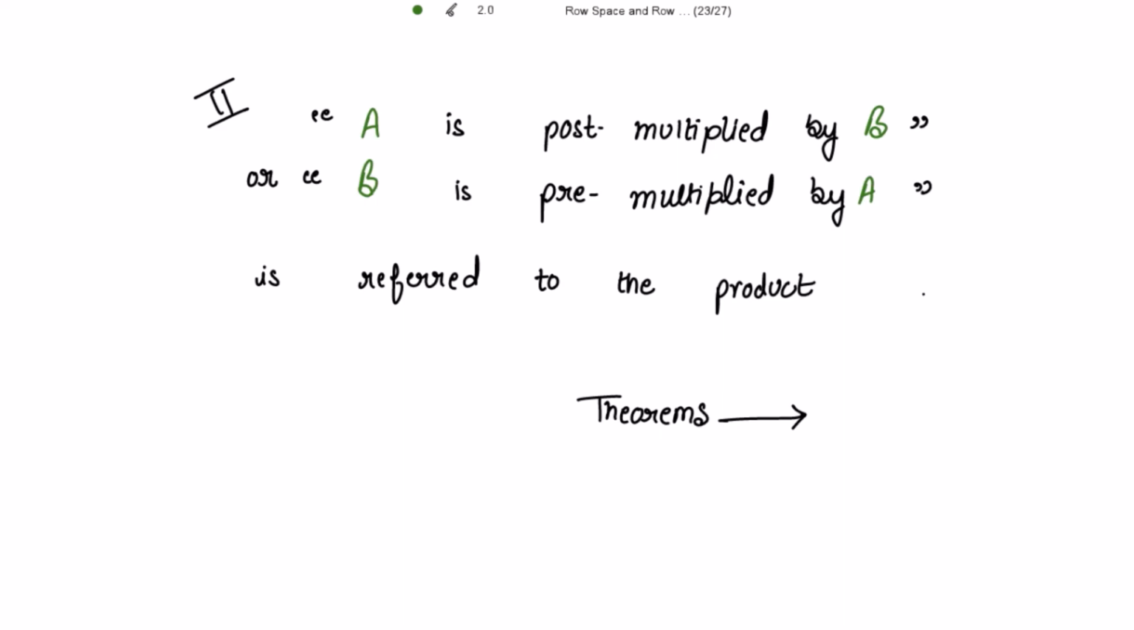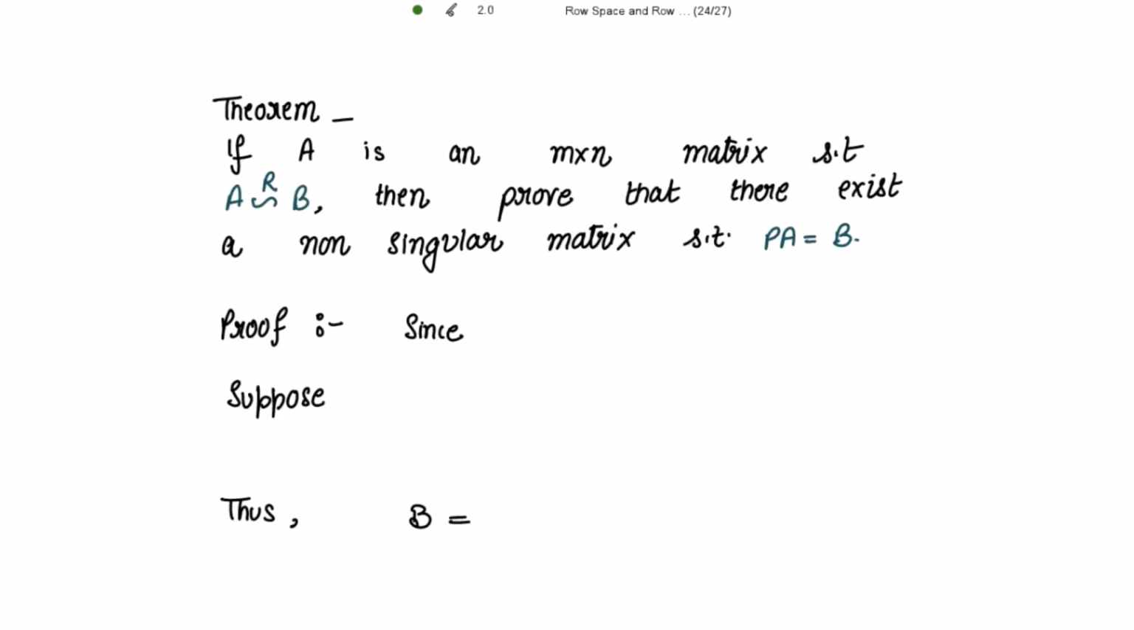Second remark: suppose matrix A is post-multiplied by B, or B is pre-multiplied by A. So this will refer to the product AB. Right? This is the product AB. Now let's move on to the theorems.